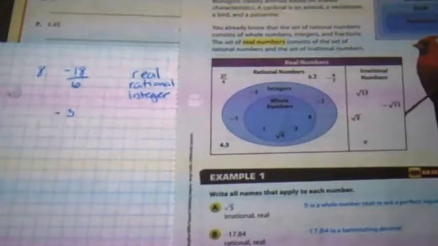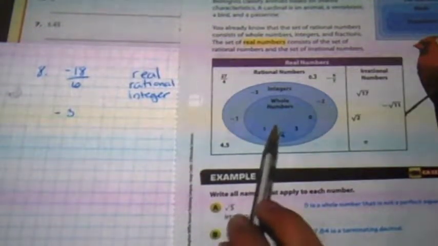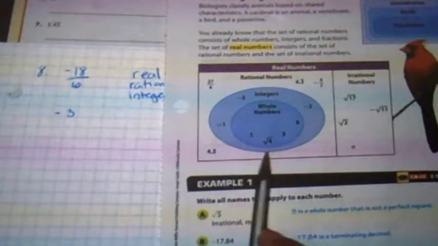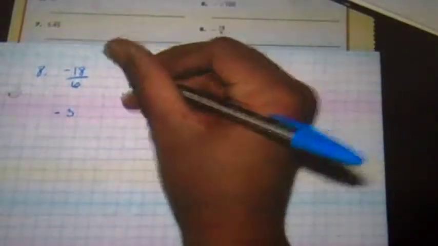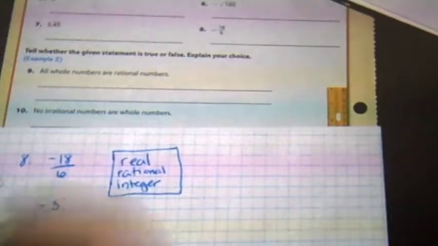And then I want to think if negative 3 is a whole number. Because it's a negative, it's not going to be a whole number. Whole numbers have to be positive. So my farthest I can go for 8 is just real, rational, integer. Real, rational, integer.